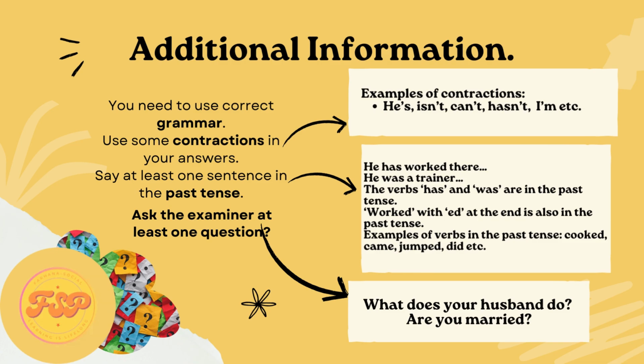Also, some examples of the past tense which we used in the previous slide are, he has worked there since he was 16 years old. So the word worked is in the past tense because it's got ed at the end. And also we've used words such as has and was, which are in the past tense as well. And there are other words such as cooked, came, jumped, did, which are examples of the past tense. Now, you could use any of them as long as you do say a few sentences in the past tense.